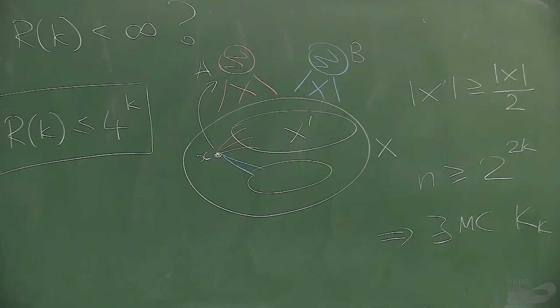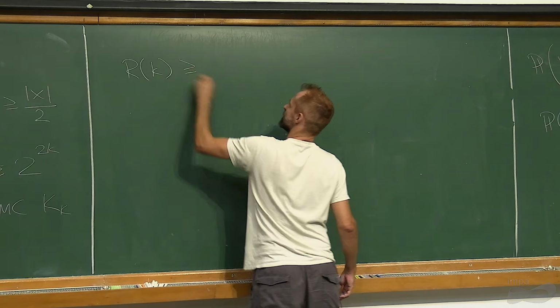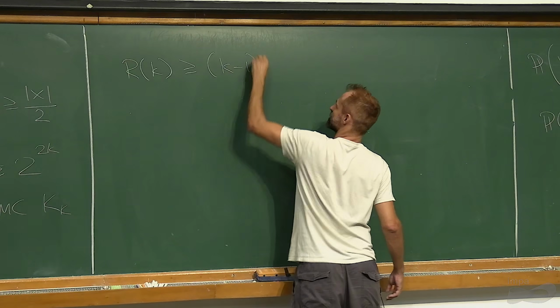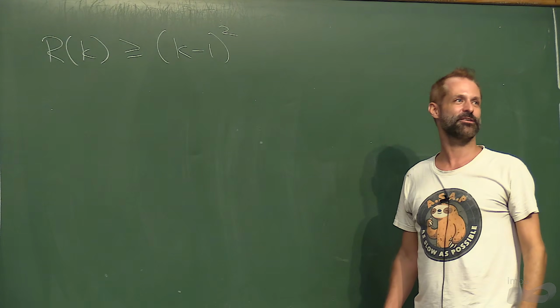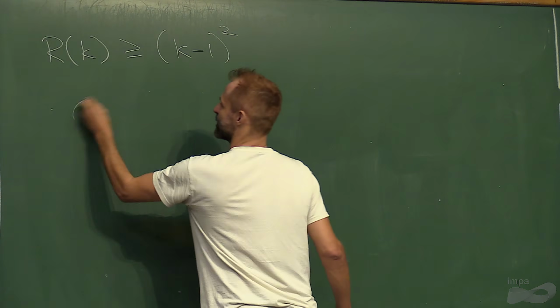Okay. What about the lower bound? For a lower bound, you give me a coloring that has no monochromatic clique of size k. Let me prove that it's at least k squared. Here's my coloring.